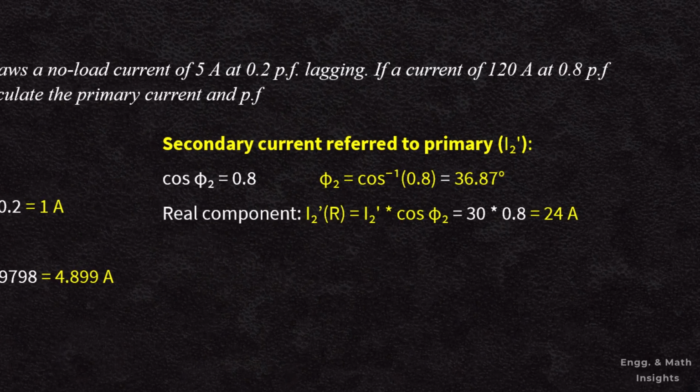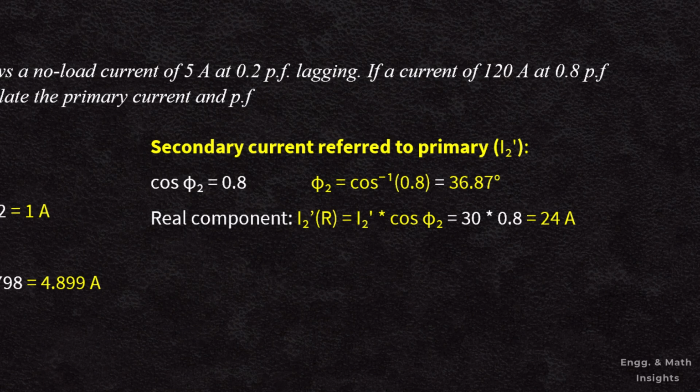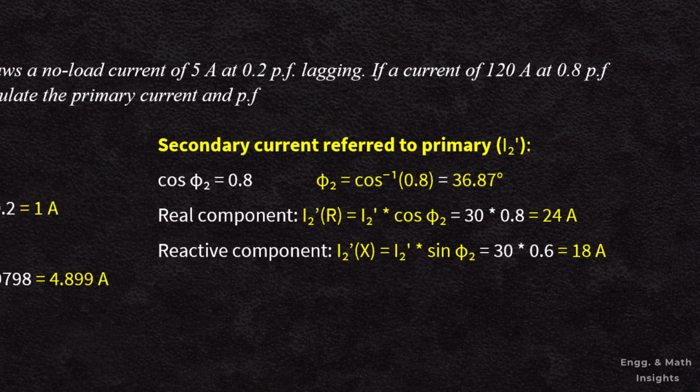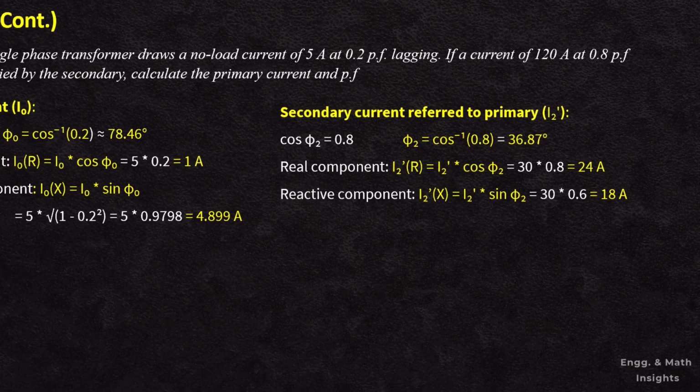The real component of the secondary current referred to primary, or I2 prime R, is equal to I2 prime into cos phi 2, which will give us 24 ampere, and the reactive component, or I2 prime X, is equal to I2 prime sin phi naught, which will give us 18 ampere.